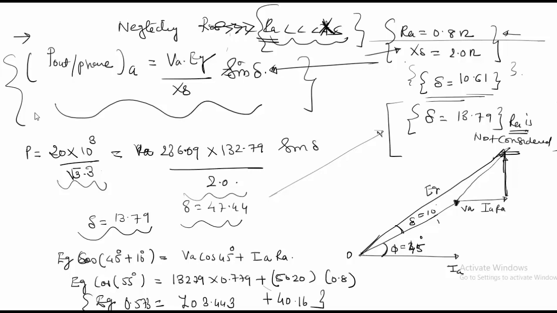So 103.443 plus 40.16, divided by 0.573, comes up close to 250.16, while my EG, which was found out the other way, was close to something like 236. So again there is a difference, and the difference is probably because of taking the angle of delta as 10 or 10.61.